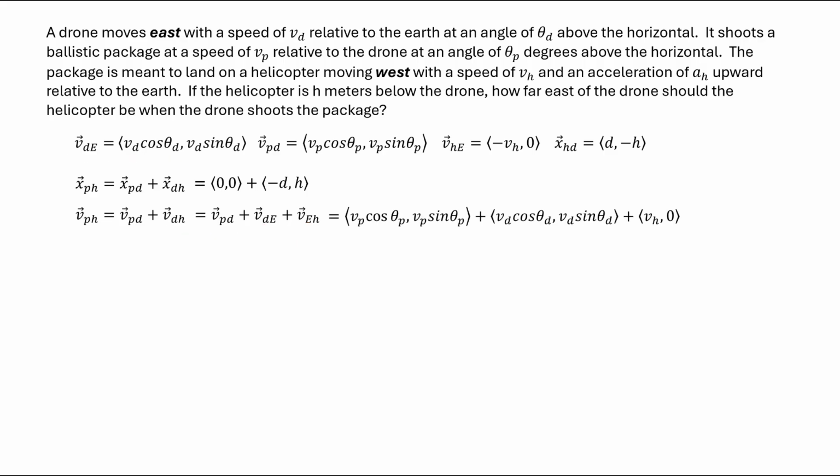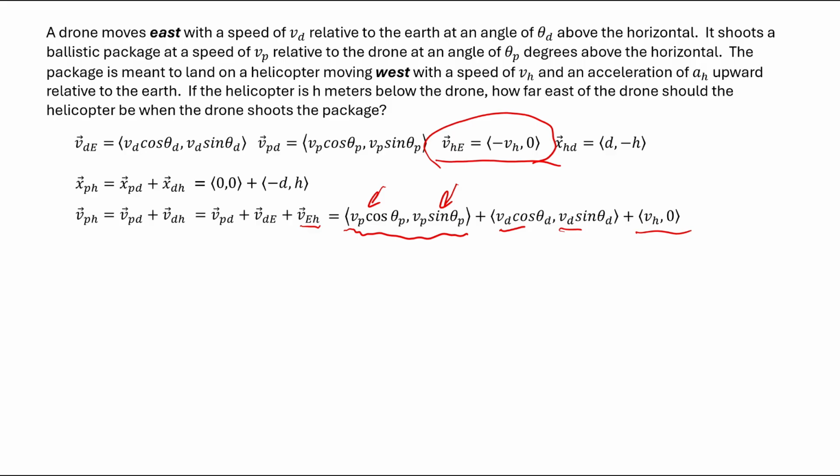So I'm given the velocity of the package. Okay, so the velocity of the package, that's given, and I have some angle here and some angle here. And then I have the velocity of the drone with respect to the Earth. That's given in the problem. And then I have the velocity of the helicopter, which is given in the problem. Now, one thing to note again is I have VEH, so that's the negative of VHE. In other words, it becomes positive again.